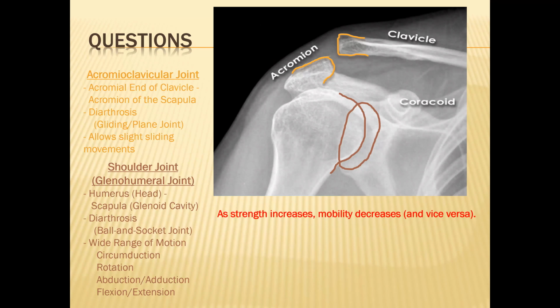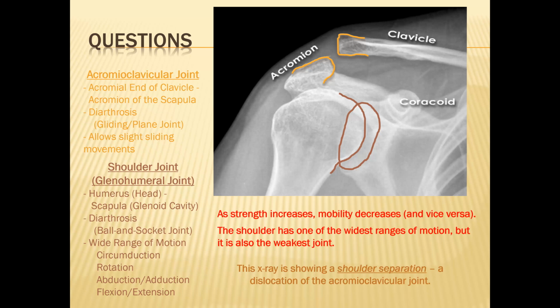And then talking about the trade-off between strength and mobility, remember that as strength increases, mobility decreases and vice versa. So for the shoulder joint, this is one of the joints with the widest ranges of motion, but that also makes it the weakest joint in the body.